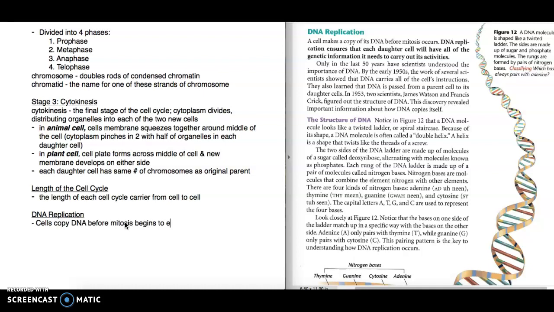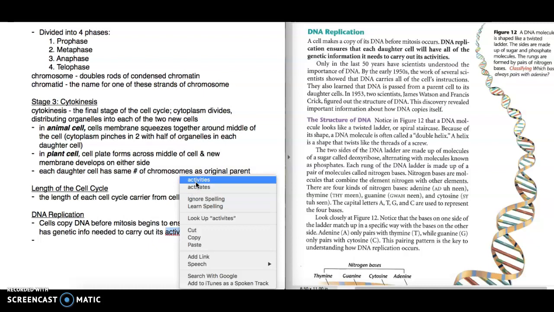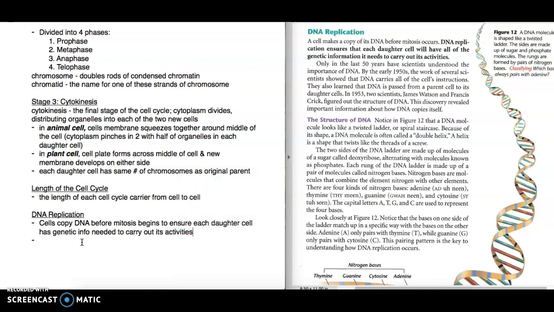It's okay if you don't summarize in the same way that I do. We all think slightly differently. The key is to not take too many shortcuts in our summarizing. We have to make sure that what we're writing accurately reflects the ideas that the author has written down in the textbook. So it's okay to try to cut some words out. Just don't cut out so many words that when you go back to use your notes later, you don't know what you were talking about. So cells copy DNA before mitosis begins. There we go. To ensure that each daughter cell has genetic information needed to carry out its activities.